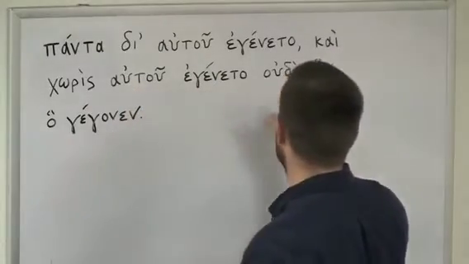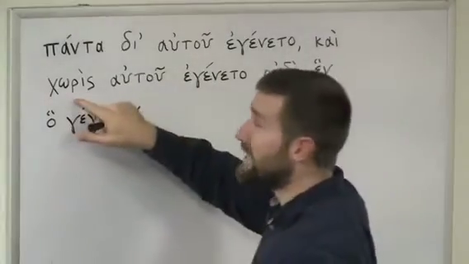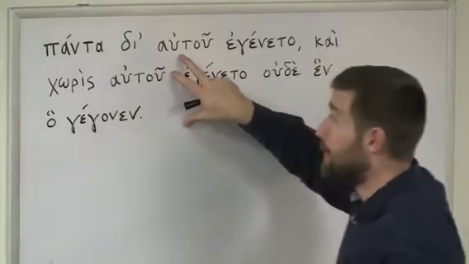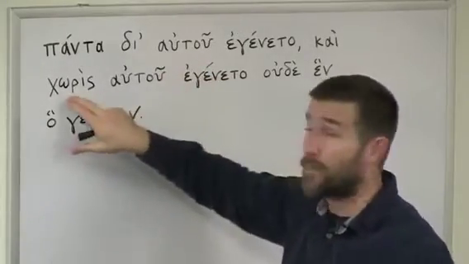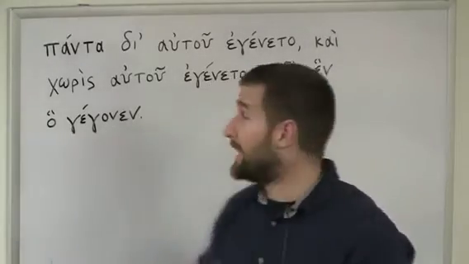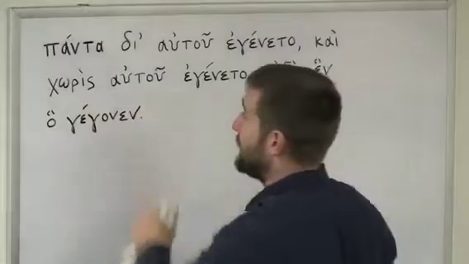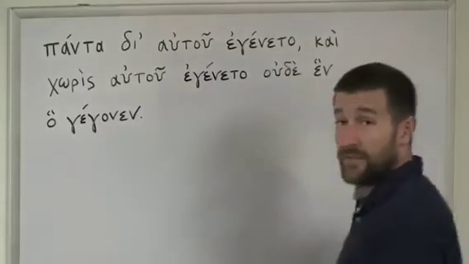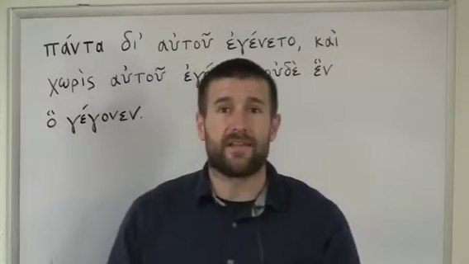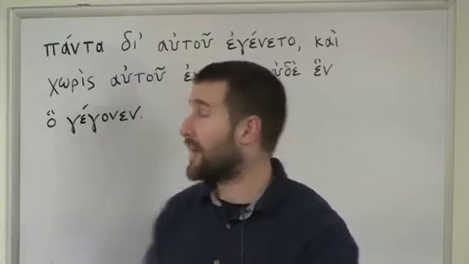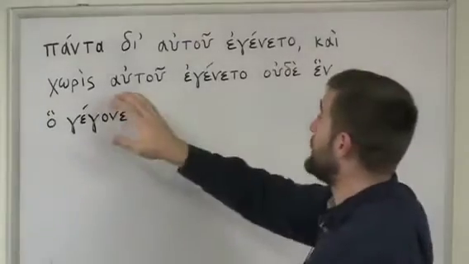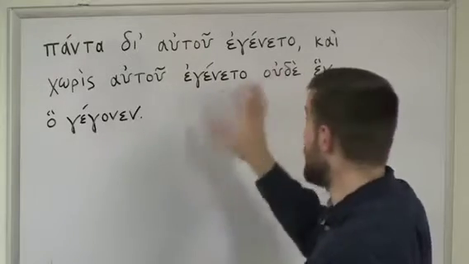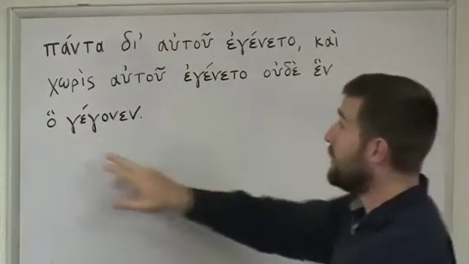Και χωρίς αυτού. Kai means and, of course. Χωρίς is the preposition without. And αυτού, same word we just saw, means him. And it's in genitive case because it's following a preposition that requires the genitive case, χωρίς. And χωρίς means without. So this means and without him. Και χωρίς αυτού. And without him, αγένετο. What does αγένετο mean? Came into being. In this case, it's being translated was made. So what this is saying then is και χωρίς αυτού αγένετο, and without him was made, right? And without him was made, ουδέ εν οίγονεν.